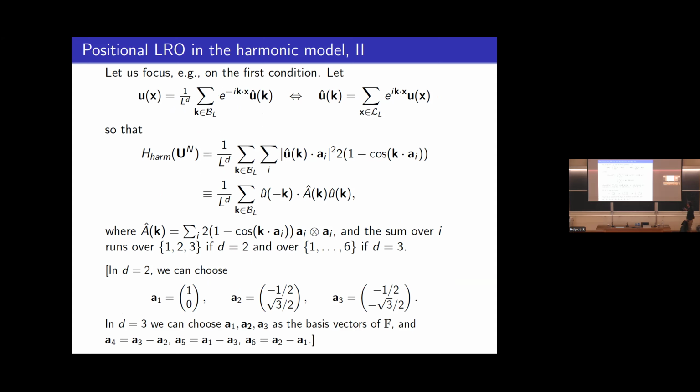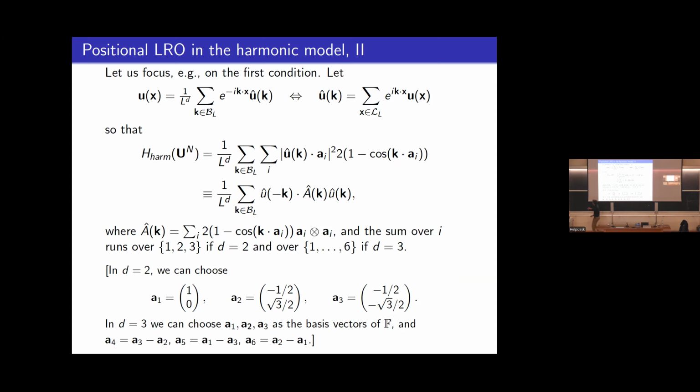Okay, this is a very elementary computation that I invite you to do if you have the patience. Of course, I can write this more explicitly as a quadratic form with inverse covariance matrix A hat of k. So A hat of k is just the summation over these nearest neighbor vectors of 1 minus cosine times the projection in the direction A_i. In d equal to 2, we can choose the 3 vectors to be the following.